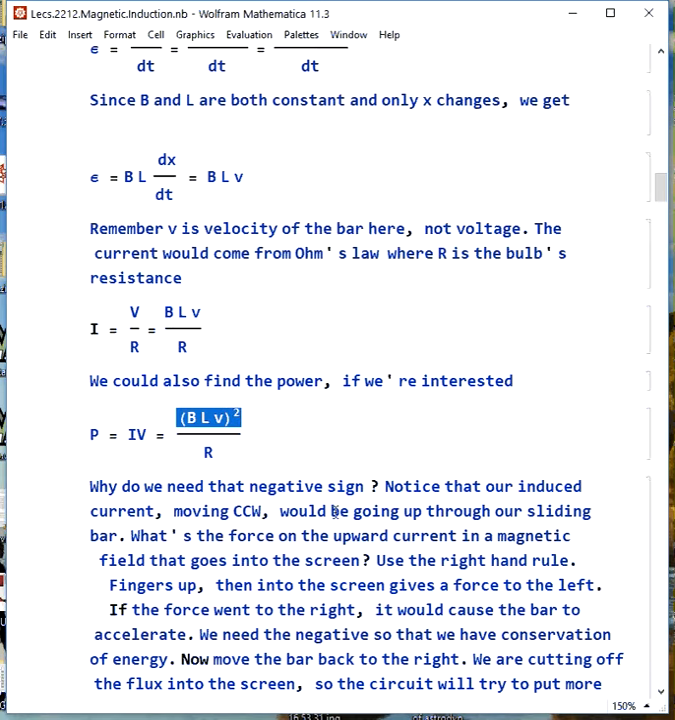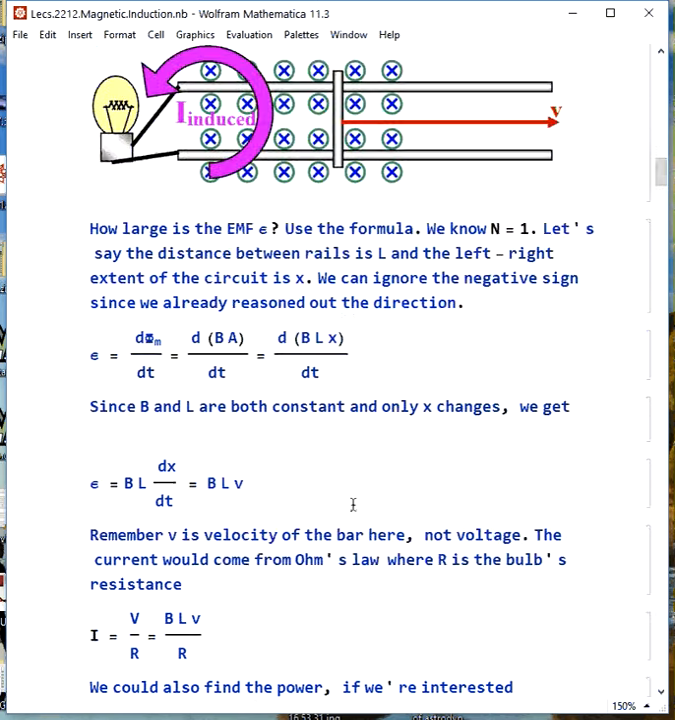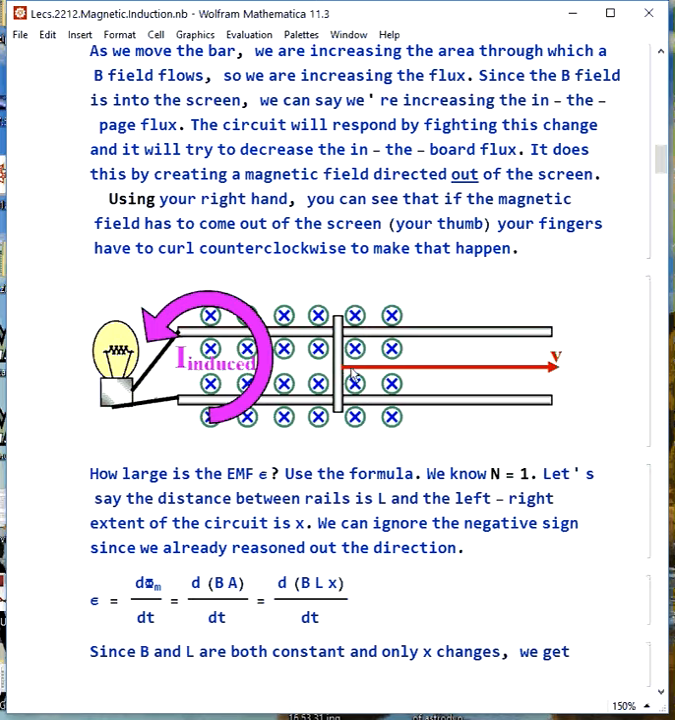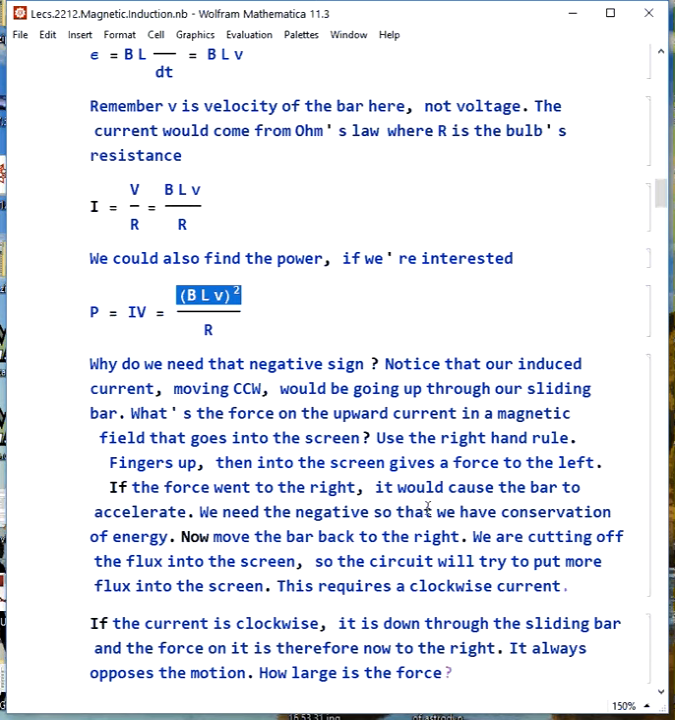Now, why do we need that negative sign in the first place? Why do we have to figure out that it's opposing the change? The reason is our induced current, which moves counterclockwise, goes up through this sliding bar. Now, what's the force on an upward current in a magnetic field that goes into the screen? Again, we use the right-hand rule. Put your fingers up the page and then curl them into the screen and you get a force to the left.